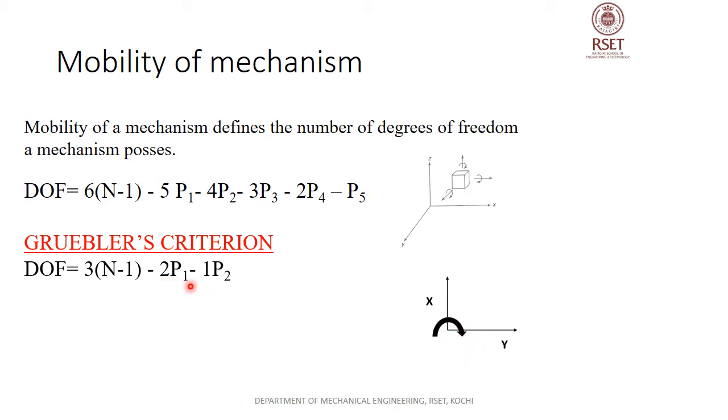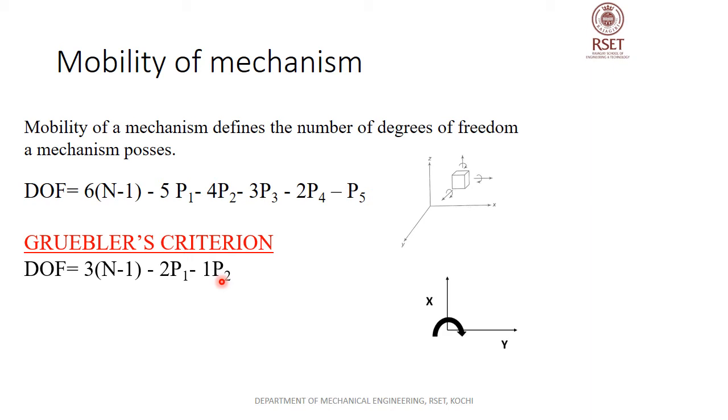If it is a kinematic pair with single degree of freedom, then out of 3, 2 is arrested. So 2 into p1. Similarly, p2 represents the number of kinematic pairs with 2 degrees of freedom. If there is a kinematic pair with 2 degrees of freedom, then one of its motions is arrested in a planar motion case.